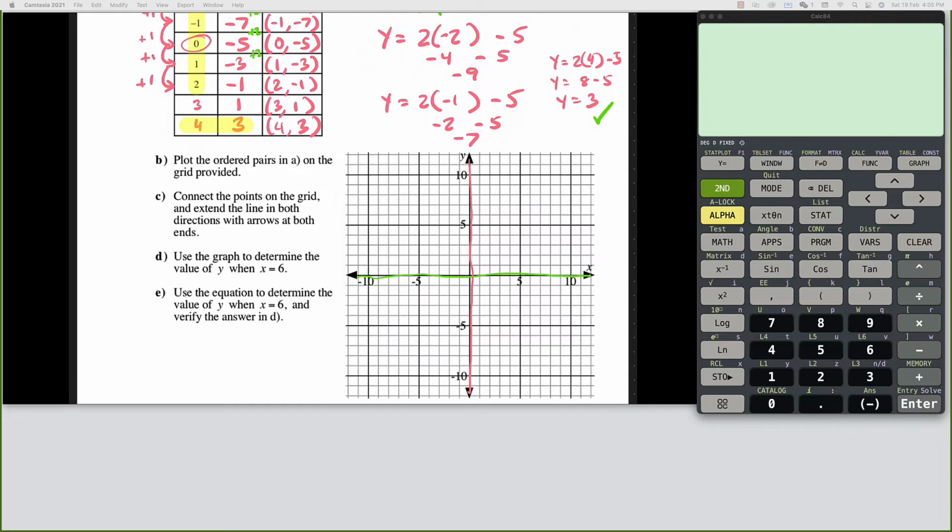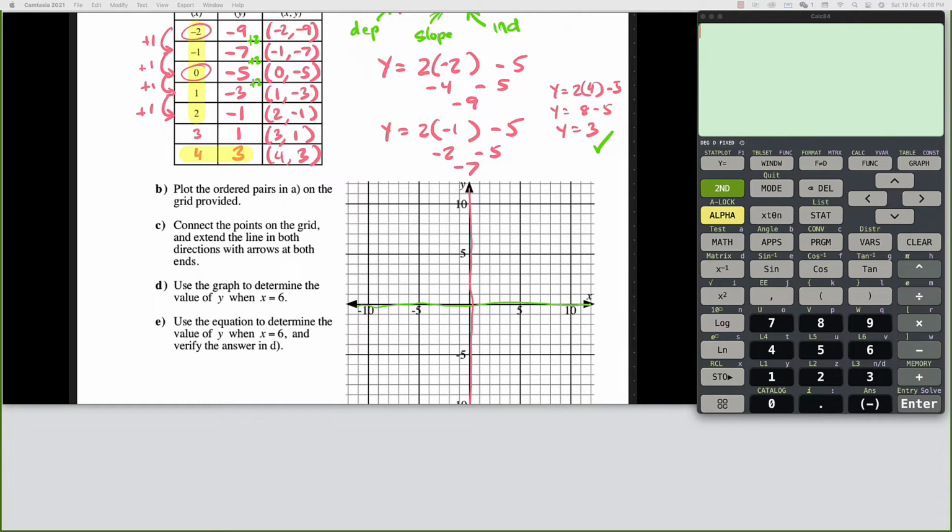So I want to start off in the x direction, go -2 and -9, and that is going to put me right here. And the next one is -1 and -7, followed by 0 and -5, and 1 and -3, 2 and -1, 3 and 1, and 4 and 3. Okay, and you should be able to see that that is forming a straight line that goes through all those points.